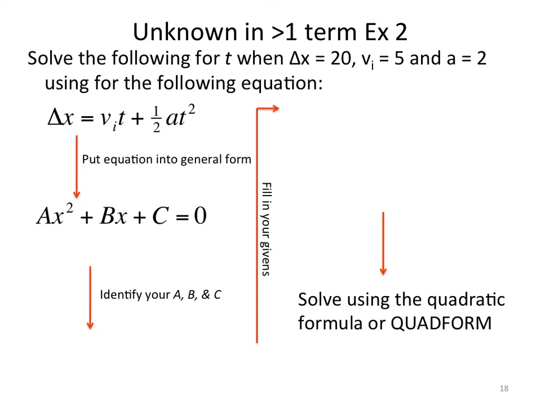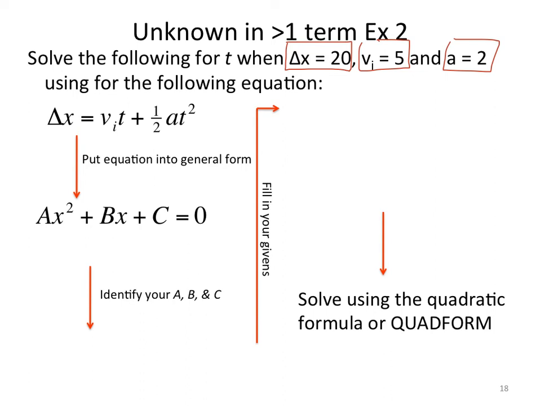All right, so let's solve for t right here. Let's solve for t when x, that is, delta x, equals 20, when our vi equals 5, and our a equals 2. All right, and I'll show you how to do that.